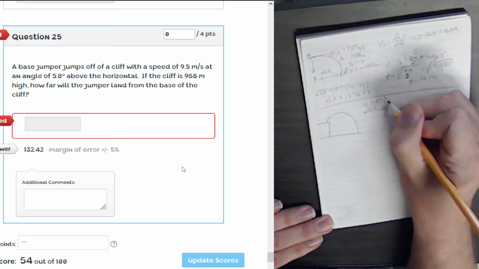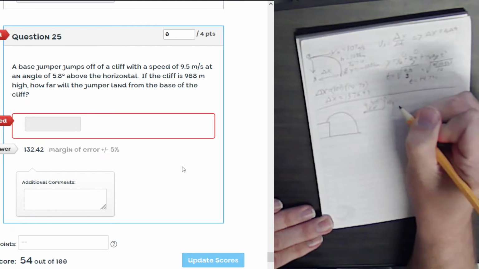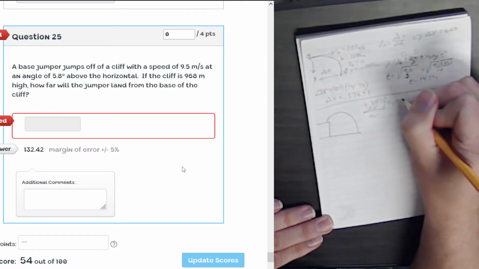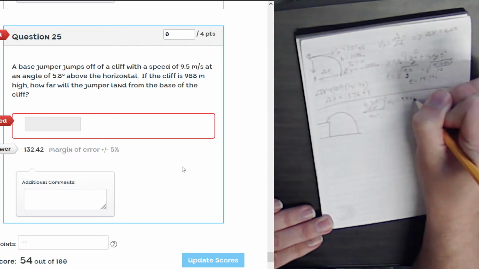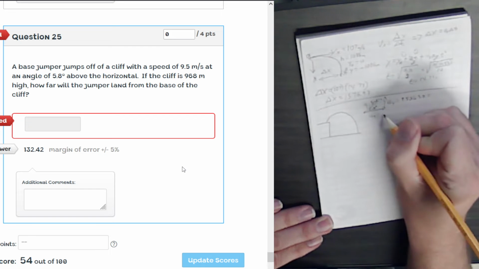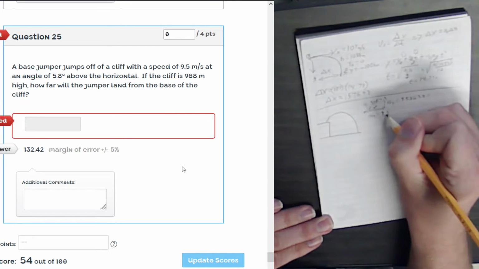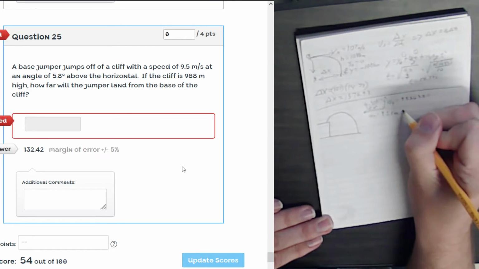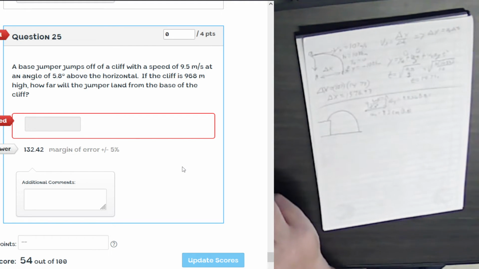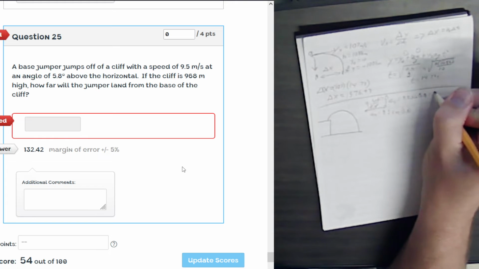And so we can find v naught y and v naught x. We find those just like we found them before using sine and cosine. So I'm going to do 9.5 times sine of 5.8. And then we use cosine for x, so 9.5 cosine of 5.8. So it's a small angle, so we should expect a small y.